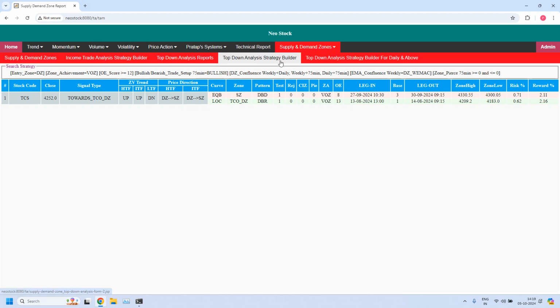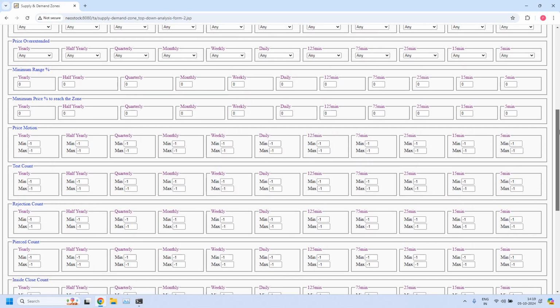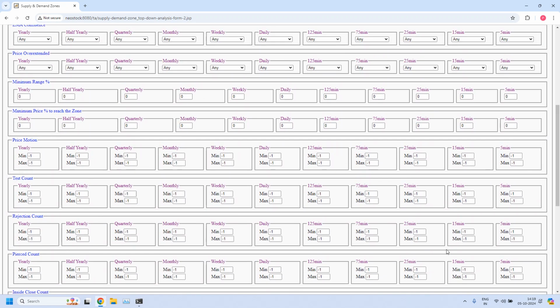Okay, this is about weekly income trade, bullish trade setup. Next, weekly income trade, bearish trade setup. Entry time frame 75, entry zone, supply zone. In bullish or bearish trade setup at 75 minutes, I am selecting bearish. And the 75 minutes supply zone should not be pierced. So in the pierced count at 75 minutes time frame, I am setting minimum value 0, maximum value 0.